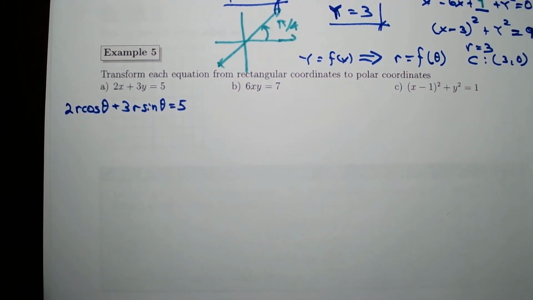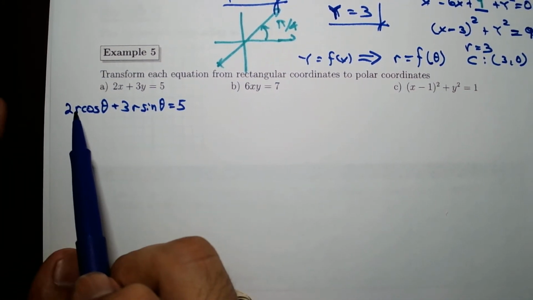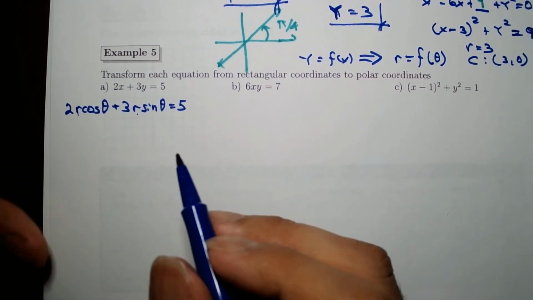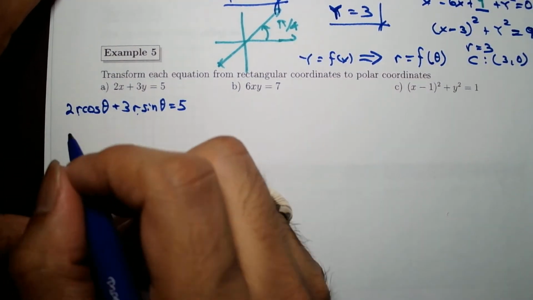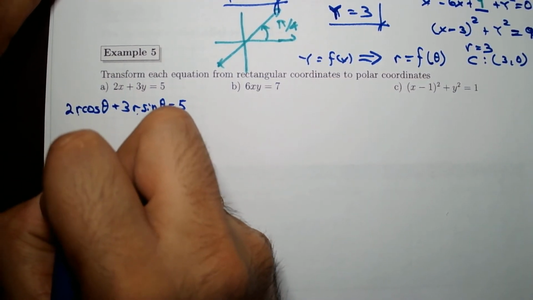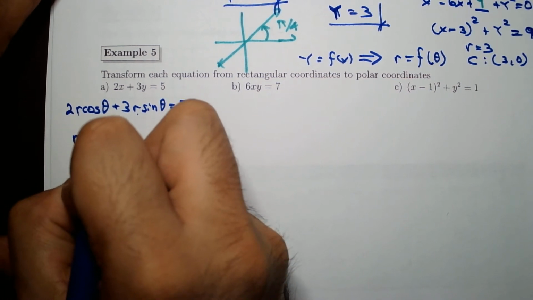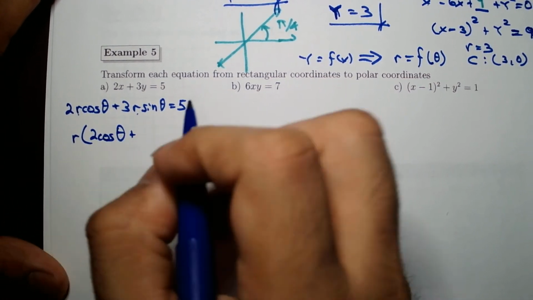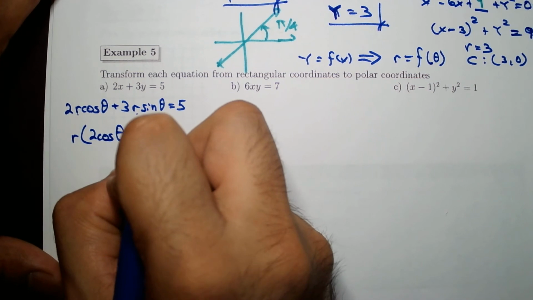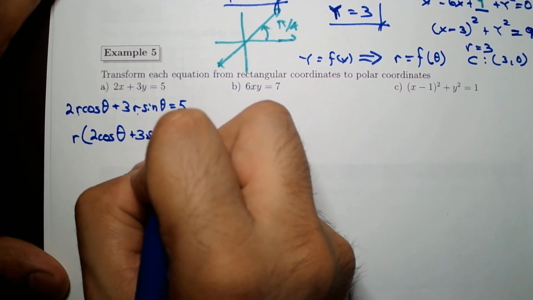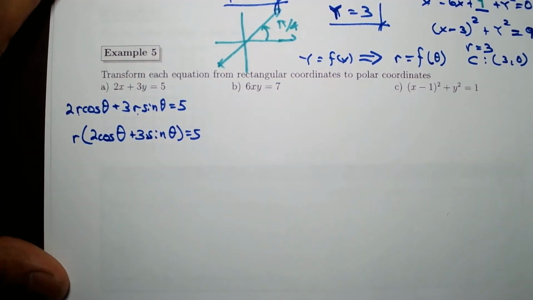Okay, so we want to solve for r in this case. Notice r here is a GCF. It's a common factor. So that's r times 2 cosine theta plus 3 sine theta equals 5.